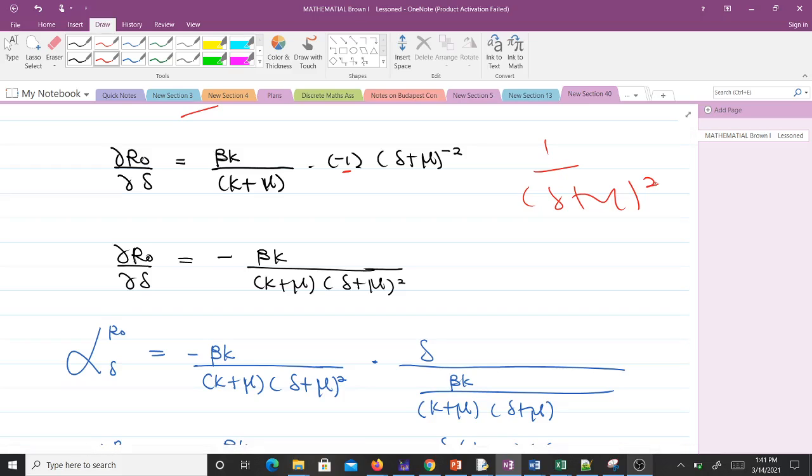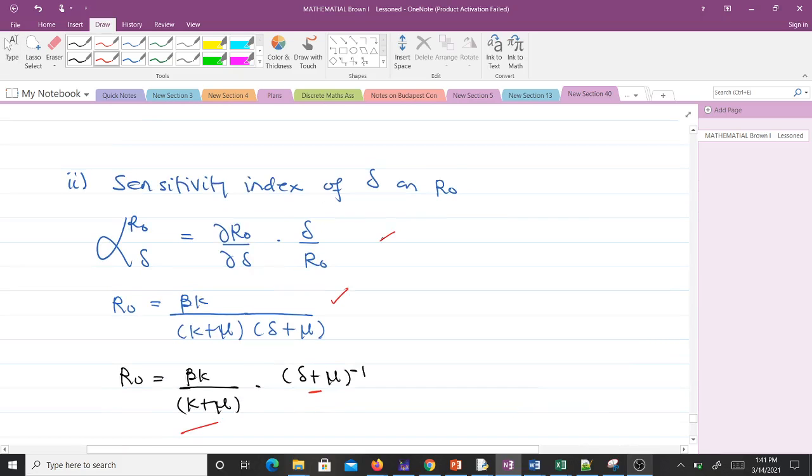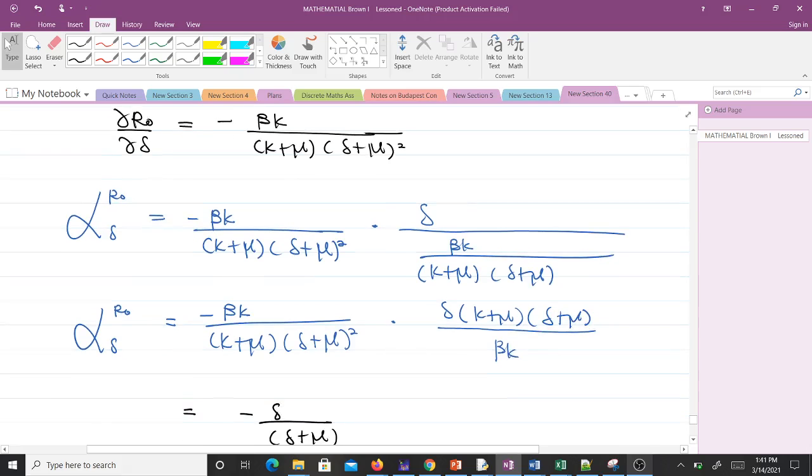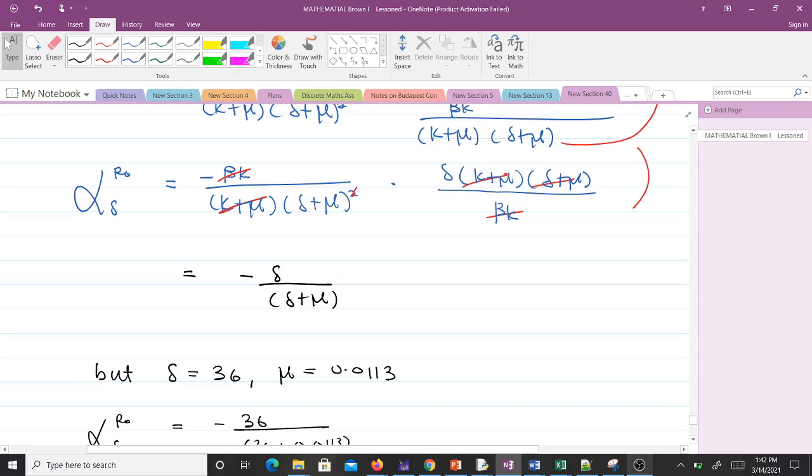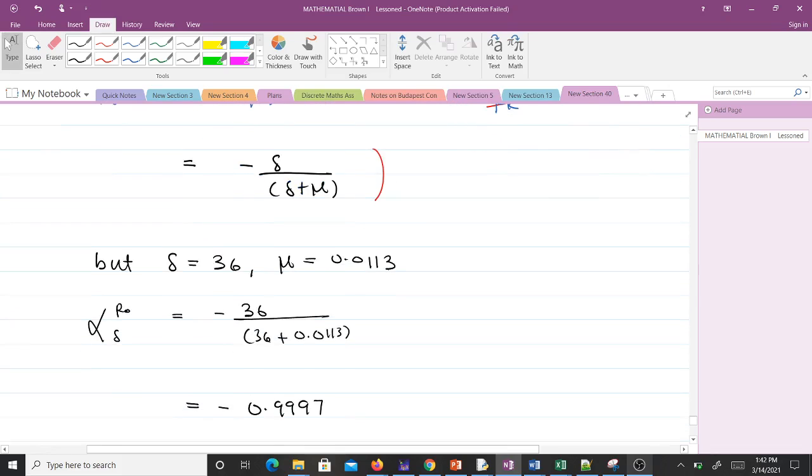After getting del R naught del sigma, we put it inside the main formula, and that gives us this. You can see that this will move up to give us this equation here. So beta kappa cancels beta kappa. Kappa plus mu cancels kappa plus mu. This cancels one of this. So we'll then be left with minus sigma over sigma plus mu. We are given values for sigma and mu, so we can make the substitution into this to get this. And evaluating this gives us negative 0.9997, approximating to 4 decimal places.